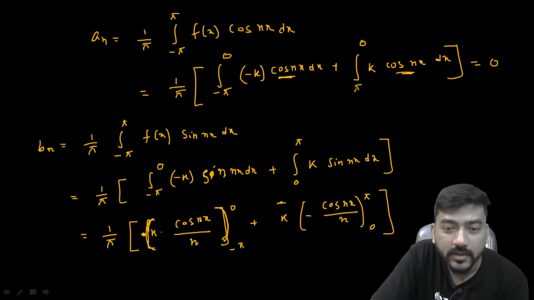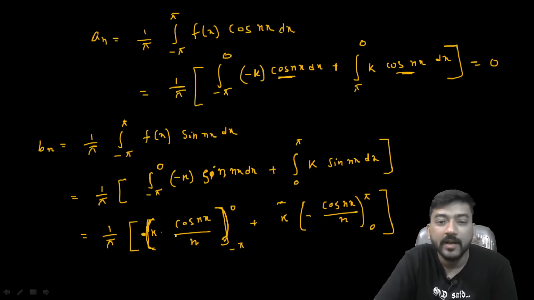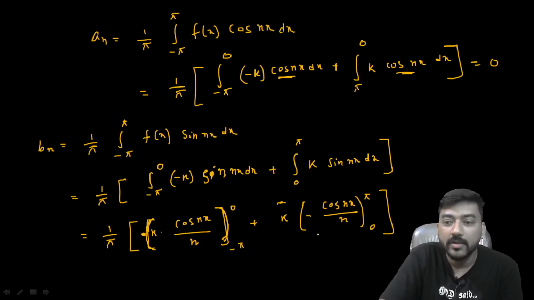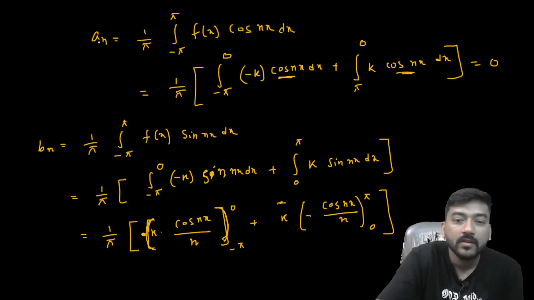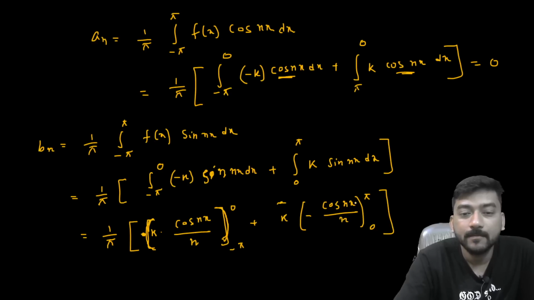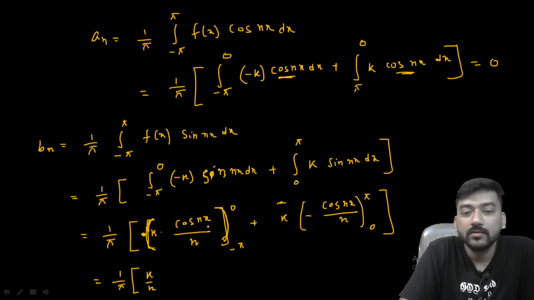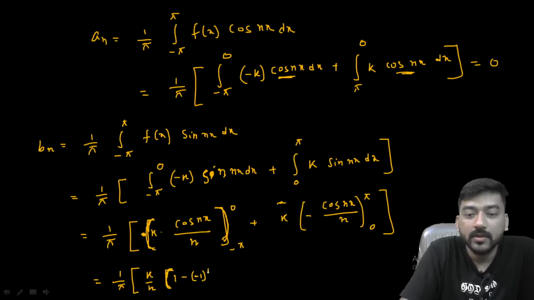So now let me find out this cos nx. First we have to put 0. So cos 0 will be 1. Okay, and you can take k by n common also. If you take k by n common, then what will you get? The first term will be cos nx by n, and here is minus cos nx by n. So first put the limit x equal to 0. Let me put here just 1 upon pi, k by n. Cos 0 is 1, and cos n pi is minus 1 whole to the power n. So it will be just 1 minus minus 1 whole to the power n.